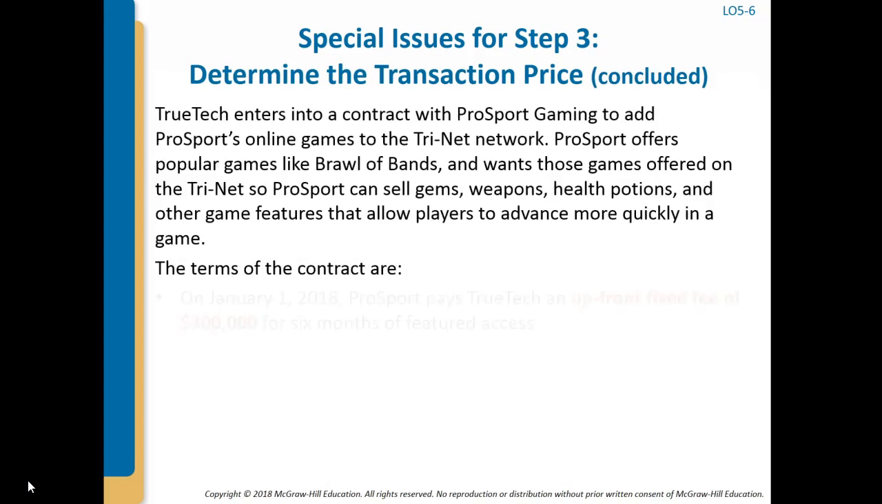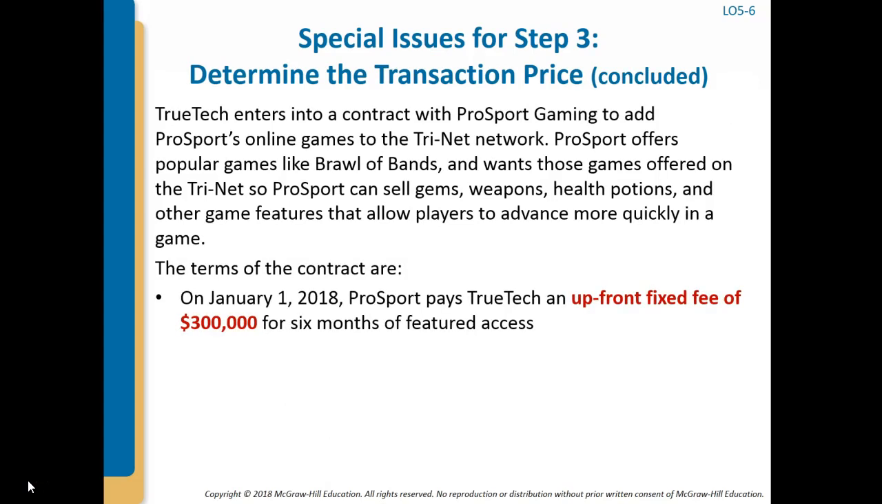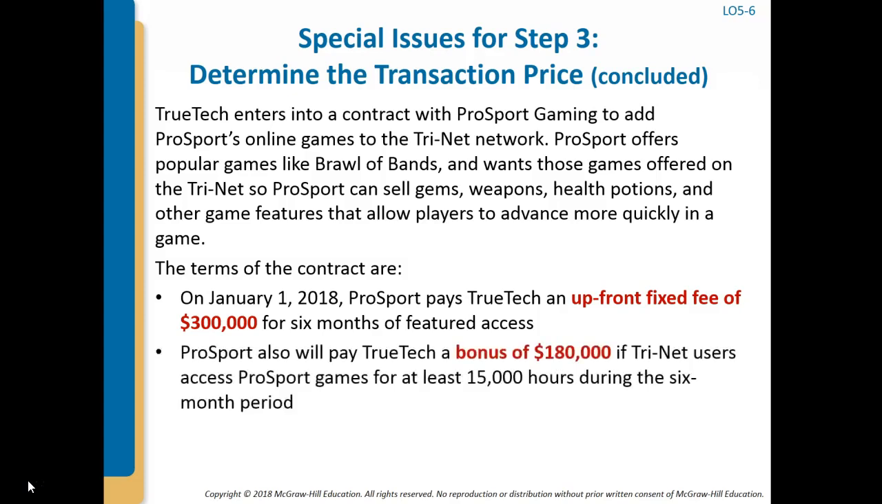As an example of accounting for variable considerations, let's assume TrueTech enters into a contract with Pro Sport Gaming to add Pro Sport's online games to the TriNet network. Pro Sport offers popular games like Brawl of Bands and wants those games offered on the TriNet so Pro Sport can sell gems, weapons, health potions, and other game features that allow players to advance more quickly in a game.